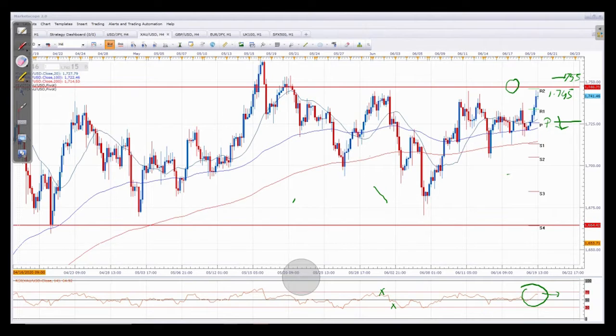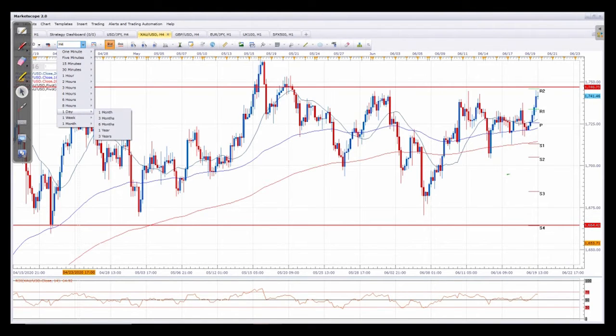Now, let's have a look. Let's have a look at the other time period, yeah? Let's have a look at the daily chart, what the daily chart is saying. Because that was 4 hours. That daily chart, it was swing traders or even the day traders, it does help you.